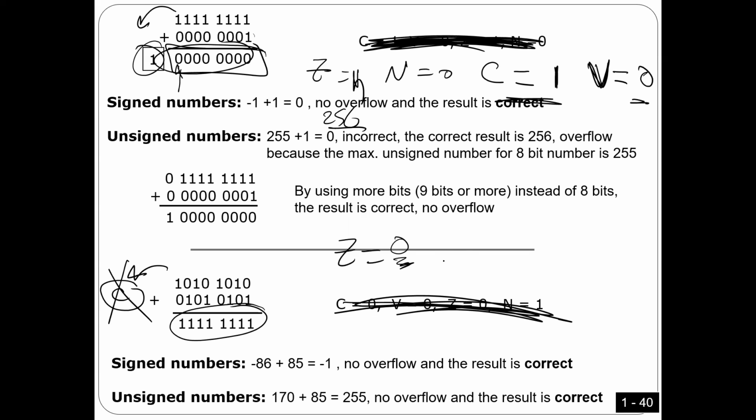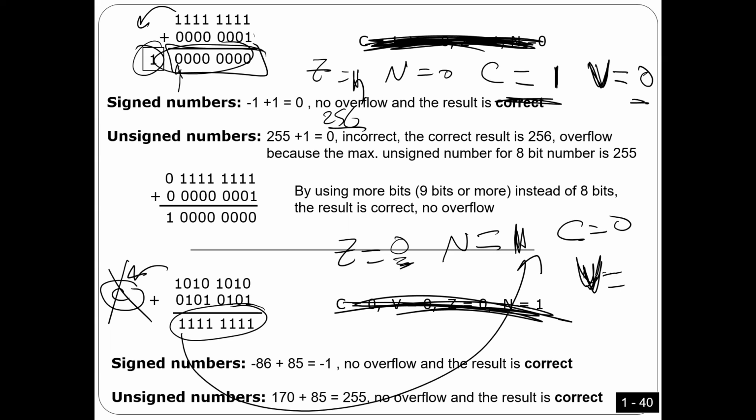Let's look at the negative flag. It is 1 because the result is negative. Is that okay? Let's look at the carry. Is there a carry? No, there was no carry. Now let's look at the V flag.